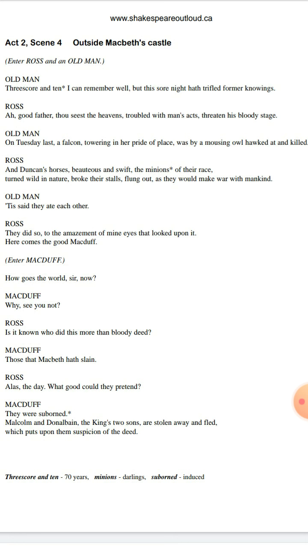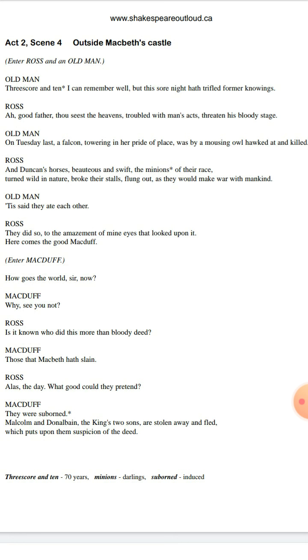On Tuesday last, a falcon towering in her pride of place was by a mousing owl hawked at and killed. And now the old man is narrating one more unnatural incident, and he says that on the last Tuesday, a falcon going up high in the sky was chased and killed by an owl which usually pursues a mouse on earth and kills it.